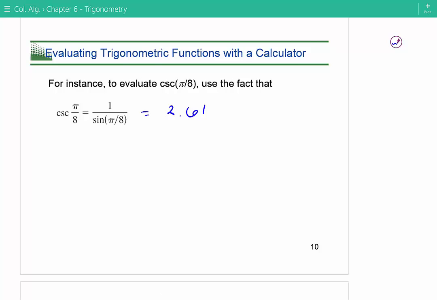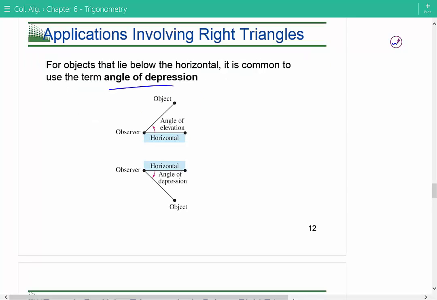Okay, for application problems, just remember the angle of depression is when you're looking horizontally, you look down. That's angle of depression. Angle of elevation is when you're looking horizontally and look up.